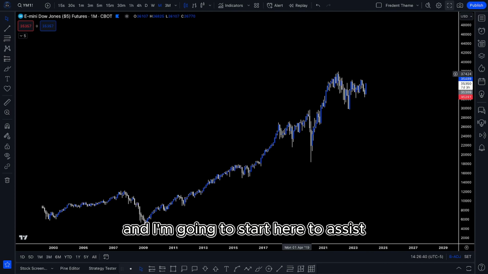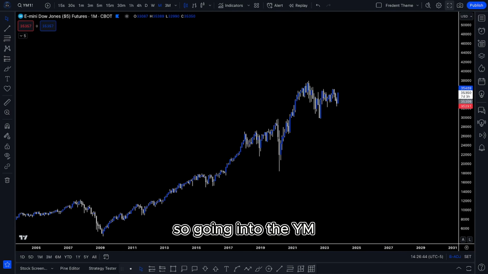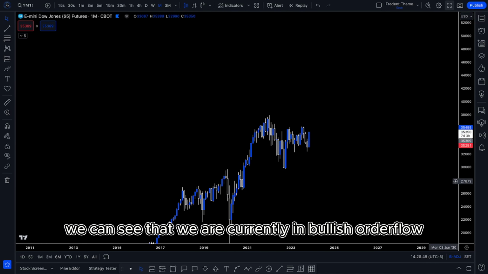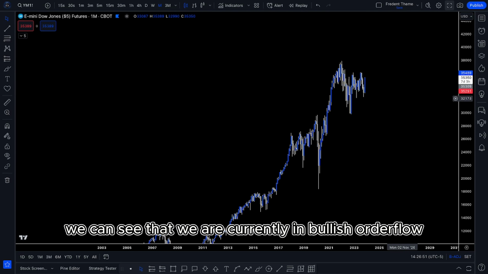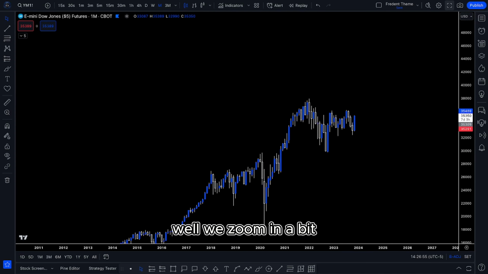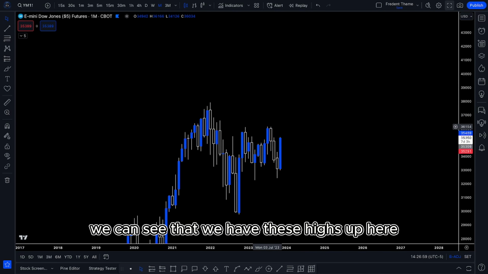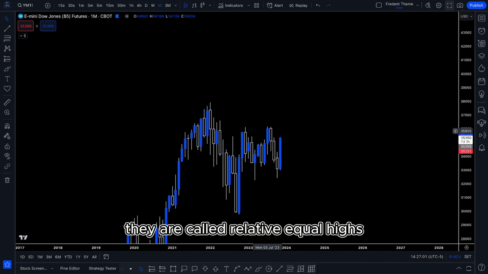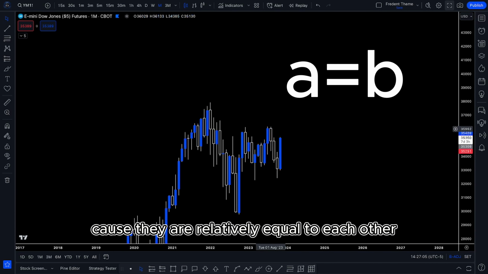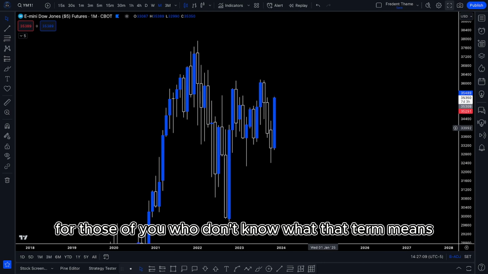Okay guys, I am on the monthly chart at the moment on YM, and I'm going to start here to assess the monthly order flow. Going into the YM, we can see that we are currently in bullish order flow. How do I know this? Well, if we zoom in a bit, we can see that we have these highs up here. They are called relative equal highs. Why are they called that? Because they are relatively equal to each other, for those of you who don't know what that term means.